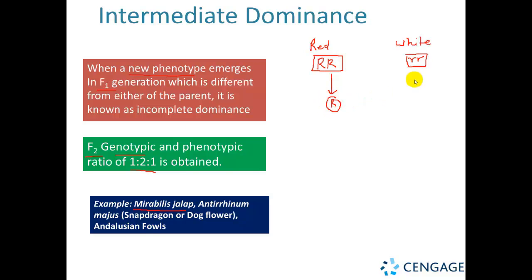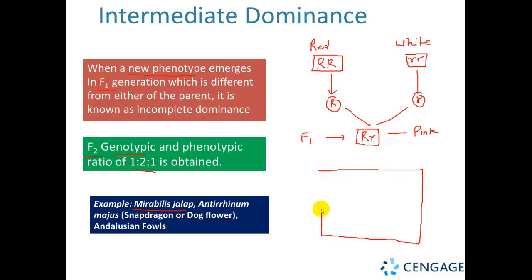So they are each going to produce only one type of gamete, capital R and small r, and in the F1 we are going to have Rr. So instead of either red or white, it is going to have a pink color. So this was your F1 generation.